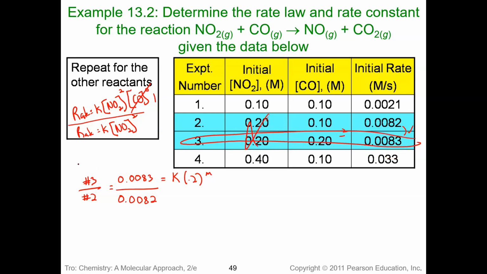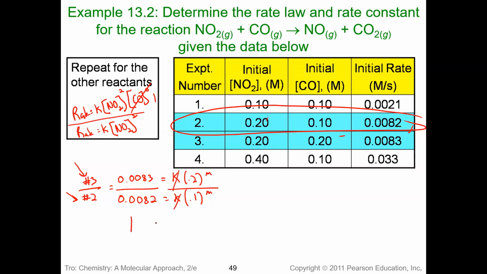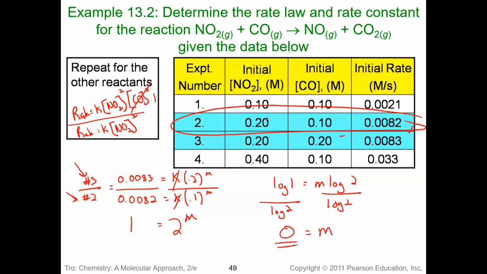Doing this one on the top, this one is going on the bottom. K times 0.1 to the M. K's cross off. You end up with 1, pretty much, equals 2 to the M. Take the log of both sides. The log of 1 equals M log 2. Divide by log 2, divide by log 2. You end up with 0 equals M, 0 order reaction.